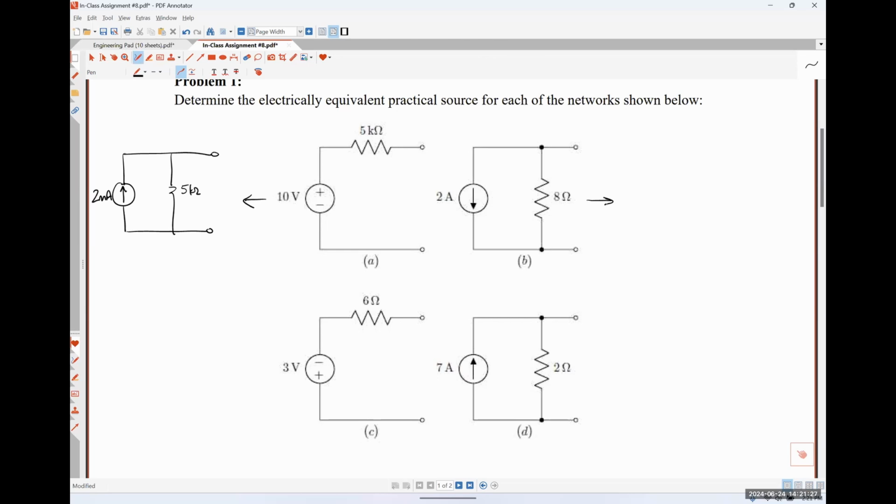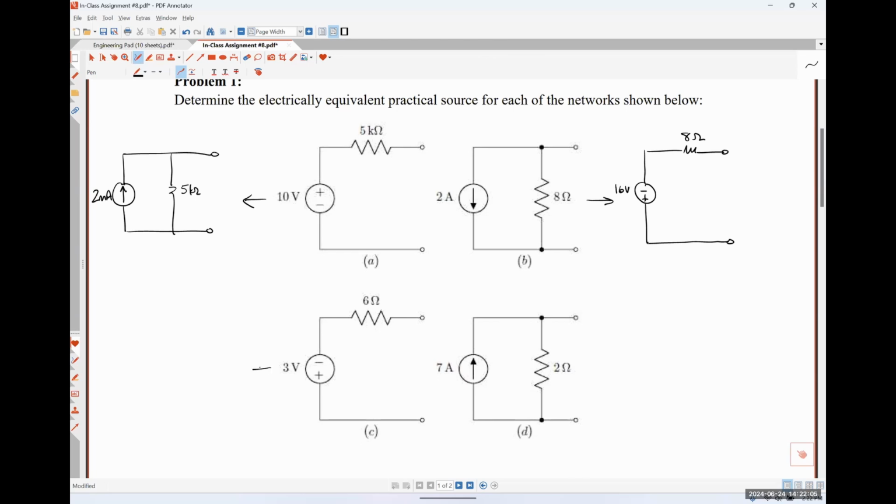So now let's look at this guy over here. So we have a practical current source because we have an ideal current source in parallel with a resistance. So we know that this is going to be a voltage source in series with a resistance. The 8 ohm resistance does not change. Because my arrow is pointed down, the positive polarity terminal should be on bottom. And what should the value of the voltage source be? 16 volts. Thank you very much. All right.